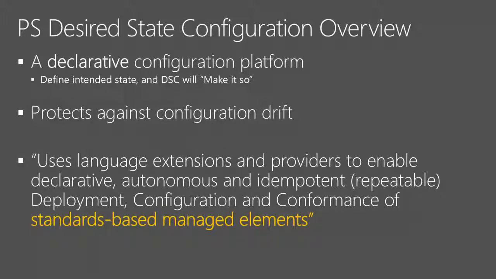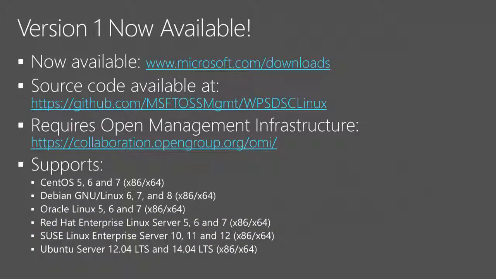It also allows you to protect against configuration drift. So if you have a specific rule for your firewall on Linux, for example, we can make sure that that route table is set accordingly. And if it chooses to change itself, we can change it back to what it needs to be. And then there's a nice quote there of making sure that, hey, DSC allows it to be idempotent, repeatable, use standard-based managed elements. And we actually released PowerShell DSC for Linux.